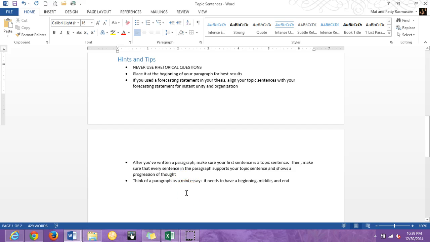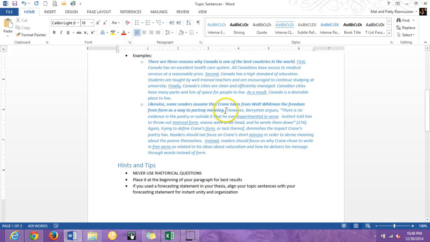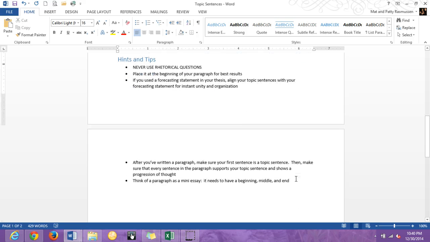Also, after you've written your paragraph, make sure that your first sentence is a topic sentence. That's assuming that you want it to be at the beginning, but again, I suggest it. Then you want to make sure that every sentence following that topic sentence supports your topic sentences and shows your progression of thought. So for each paragraph, we'll look at your first sentence and go, okay, yeah, that's the one main point that this paragraph is about. Okay, yeah, okay, I stay focused, I conclude, I'm good. And if you aren't focused or you don't conclude in some way, then you can go back and fix that.